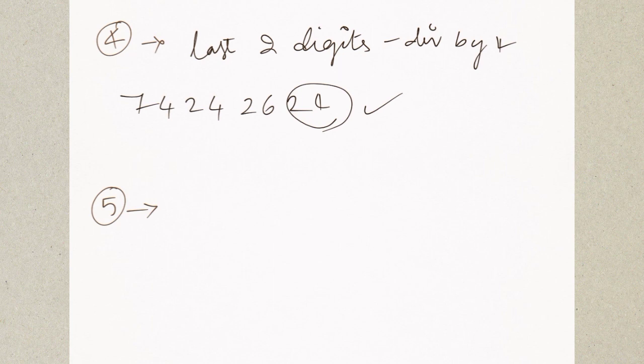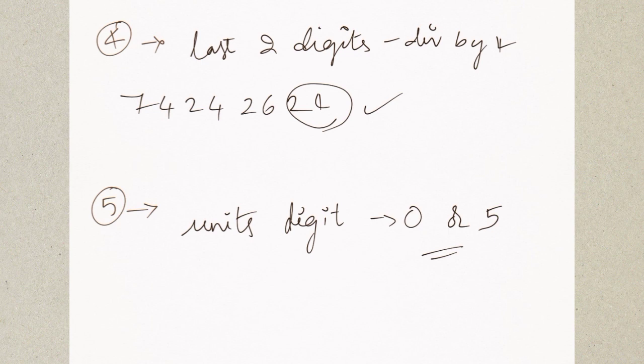Next, for 5, it is very simple. If a number is divisible by 5, then its units digit, if you observe, you will see, should be either 0 or 5. That's it. If it is other than this, it is not divisible by 5. 550 is divisible, 555 is divisible, whereas 553 is not divisible. These two are divisible. That's it.